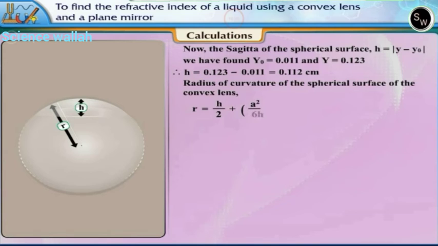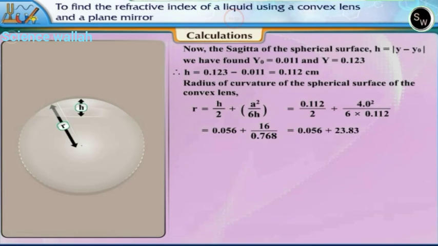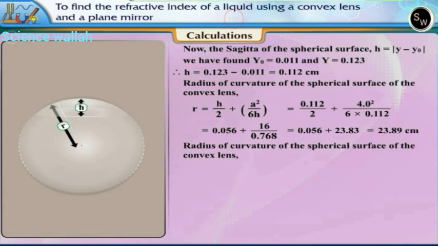Radius of curvature of the spherical surface of the convex lens R is equal to H upon 2 plus A square upon 6H, which is equal to 0.112 upon 2 plus 4.0 square upon 6 into 0.112, which is equal to 0.056 plus 16 upon 0.768 is equal to 0.056 plus 23.83, which is equal to 23.89 centimeter. Radius of curvature of the spherical surface of the convex lens is equal to 23.89 centimeter.